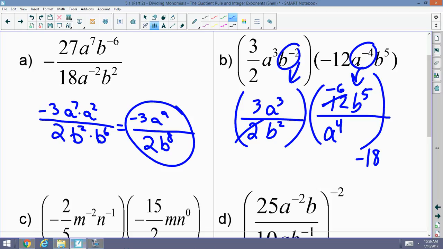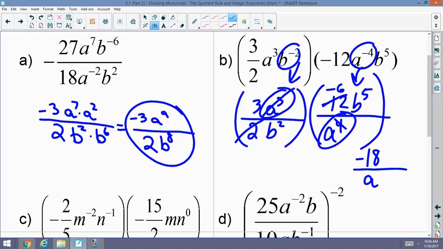Now, check it out, guys. I have 3 a's up here, right, and 4 a's down here, right? So can I get rid of these 3 a's, get 3 from here, and I'm just left with 1 a in the denominator? Do you see that, guys?